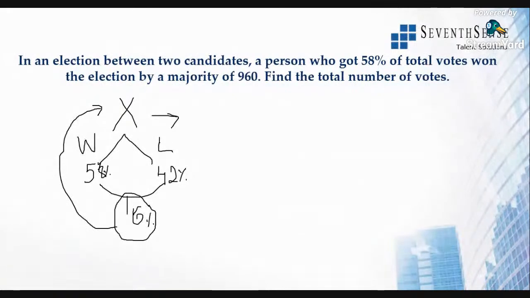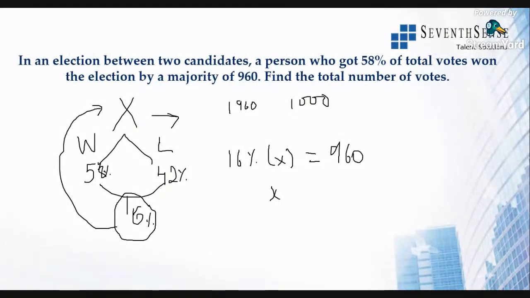The same as the previous question: 1000 is the one who lost, and he gets 1960, which is 960 more. So here it is 16% more. This means 16% of the total number of votes is equal to how much? 960. We need to find out the total number of votes.